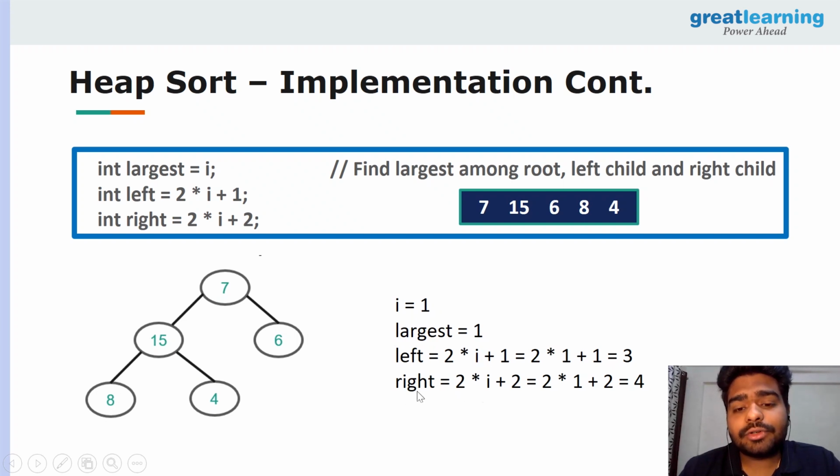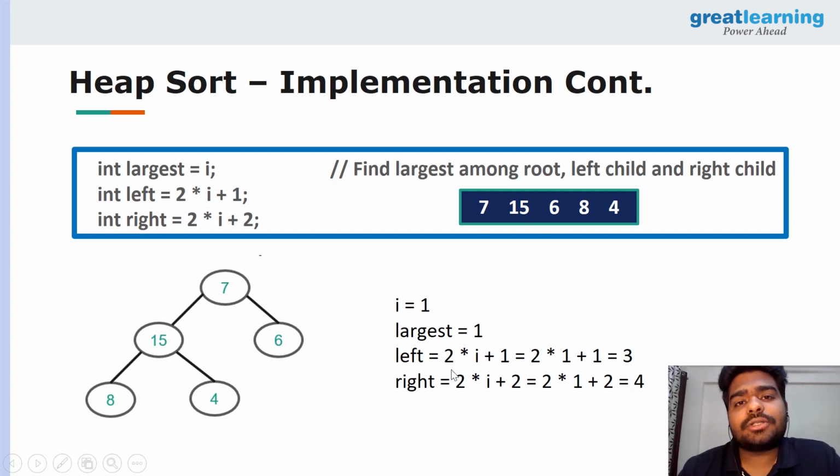What about the right one? For the right one, I'm getting the index as 4: 0, 1, 2, 3, 4. For the fourth index, the value is 4 itself. That means 4 is the right child of the largest node, 15. Yes, it is. That means my right formula is also working, right? So now my system knows which is the left child node and the right child node of this parent, right?